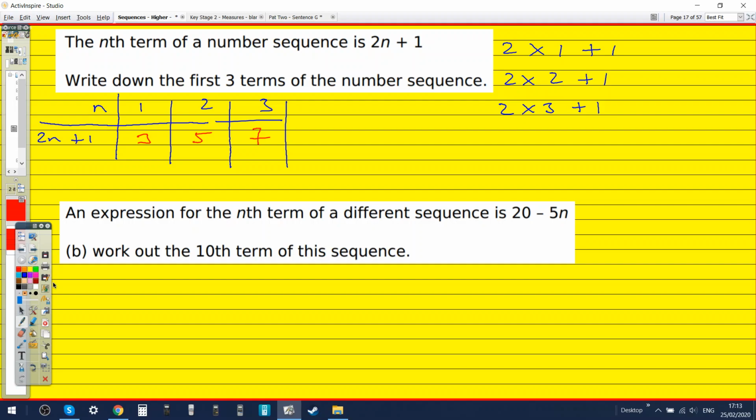10th term for the sequence. So take away 20, then times it by 5. Okay. So it's like 20 take away 5 times what? 1. We want the 10th term. Oh, 10. Yeah, so try that.